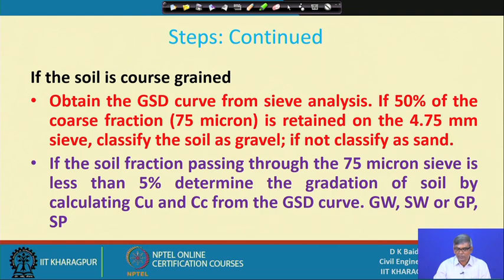And if the soil fraction passing through the 75 micron sieve is less than 5%, determine the gradation of the soil by calculating Cu and Cc from the GSD curve. So the first step is checking whether the fraction passing through 75 micron is less than 5%. Then Cu, Cc etc. will be calculated, and based on that we can classify the soil as well graded gravel, well graded sand, poorly graded gravel, poorly graded sand, like that. So classification can be done based on that if it is less than 5%.